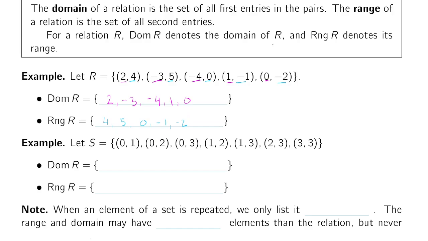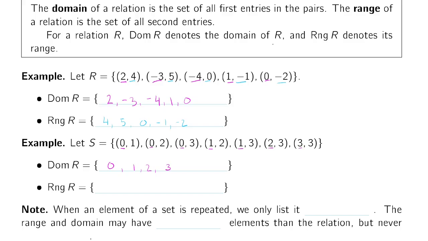So the relation S, again, the domain consists of all the first entries. So we have a 0, and then we have a 0 a couple more times. We don't need to repeat that. We have a 1, then we have another 1, we have a 2, and finally we have a 3.